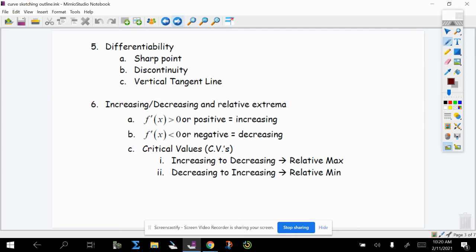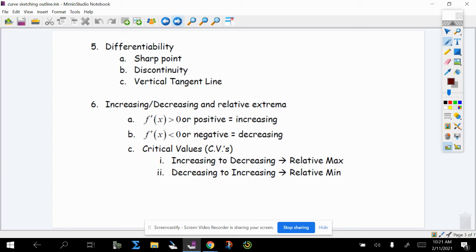Then we really get into the calculus, these last few characteristics. We started at the beginning of this year talking about differentiability and when a function is not differentiable. And we had three situations that create a not differentiable point on a graph. And that is either having a sharp point, having any of the previous discontinuities we talked about, or having a vertical tangent line.